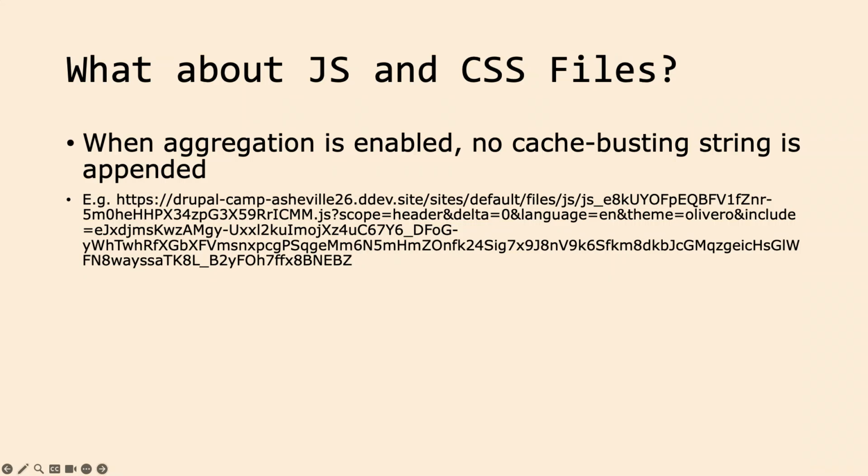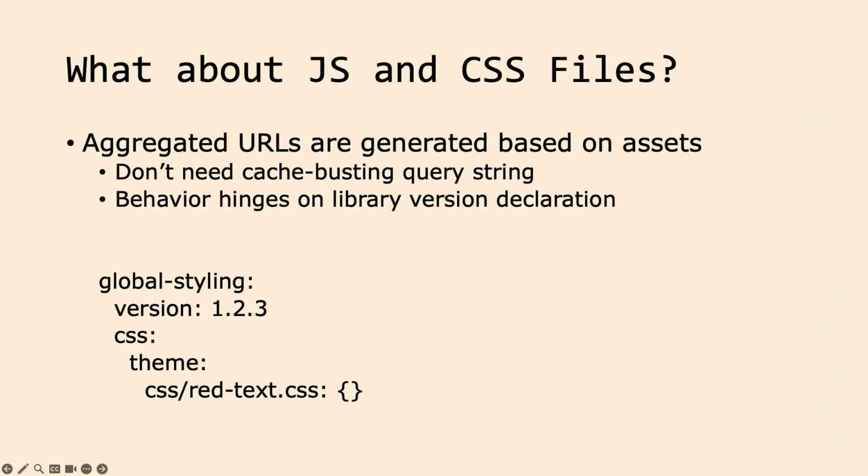But what if aggregation is not enabled? Well, there's no cache busting string appended, because if you look at this, it looks pretty unique to me. So we don't need that there. But there is a gotcha. And that's because those aggregated URLs are based on the underlying assets. And the behavior is going to hinge on whether or not in your library you declare a version. In my example earlier, I didn't declare a version, and I'd argue that's the right thing to do.